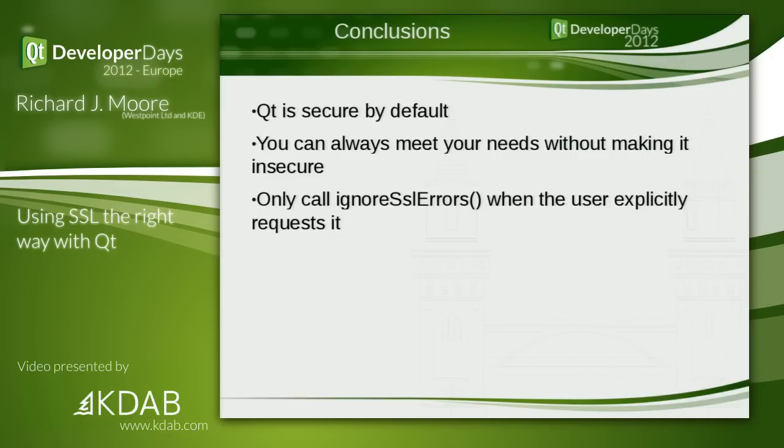If you're supposed to be talking to your own server, then you're not going to use a self-signed certificate or set up an evil certificate. So generally, there is no reason to use it. And you can always do what you need without making things insecure. So basically, the take-home message is, if you're calling ignore SSL errors, the chances are you are doing it wrong. And these recipes show you how you can do it right and avoid the problem.